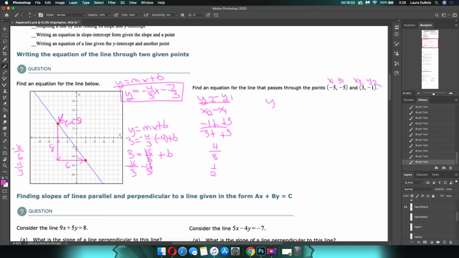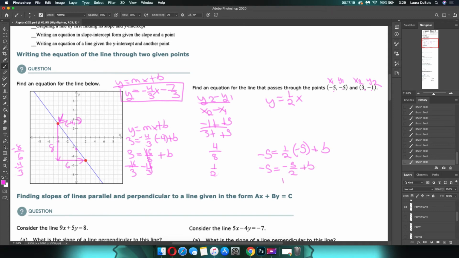So y equals 1 half x plus something. Now we've got to figure out the something. Well, we know how to do that. Pick a point, remember? Which one do you feel like using? So negative 5 equals 1 half times negative 5 plus b. Okay, just wait for the computer to catch up as always. So negative 5 equals, that's 5 over 1, so negative 5 over 2 plus b.